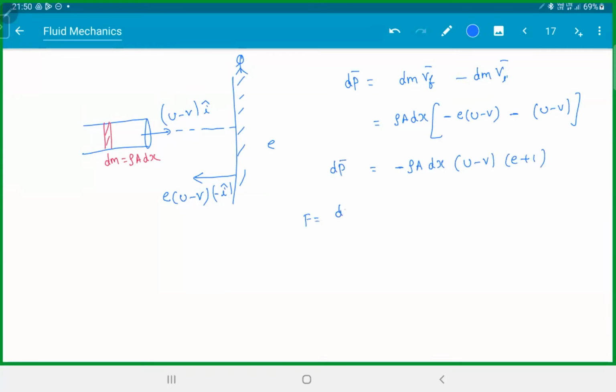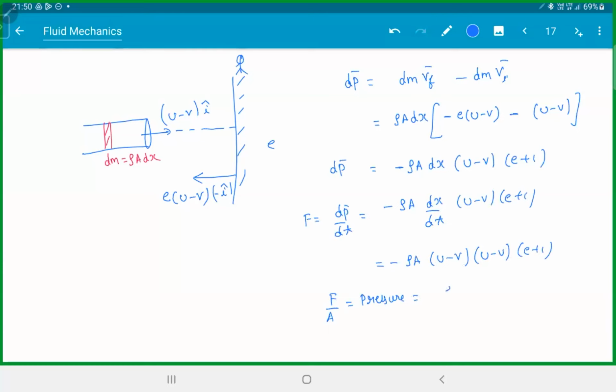So force will be dP by dt, minus rho A dx by dt into (U minus V) into (E plus 1). What is dx by dt? Relative velocity. So that will become (U minus V) into (U minus V) into (E plus 1). And if you divide force by area, you get pressure, which is rho into (U minus V) whole square into (E plus 1). Minus indicates direction, that is fine. dx by dt is nothing but V relative, because x is the distance between the wall and this thing, which is U minus V.